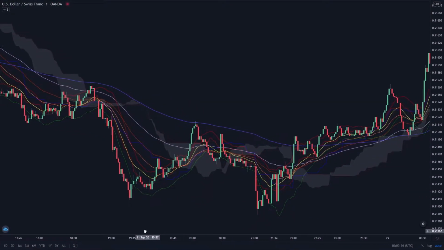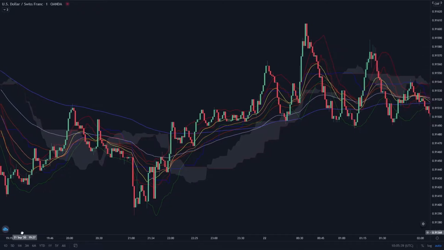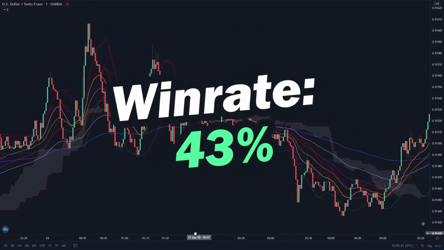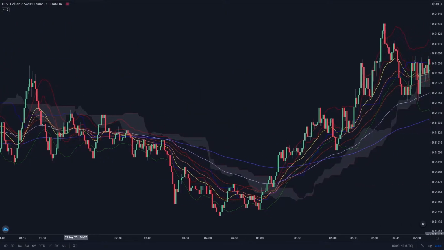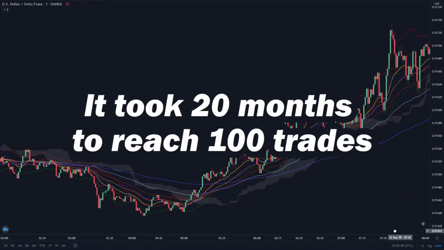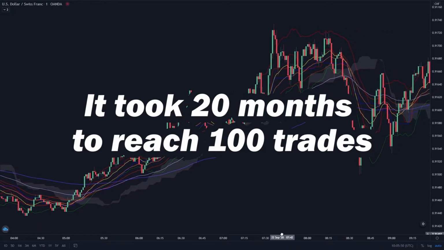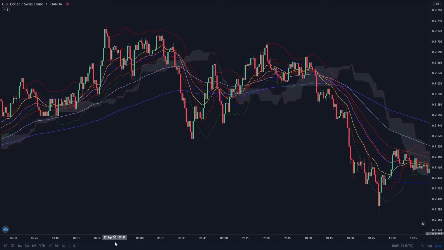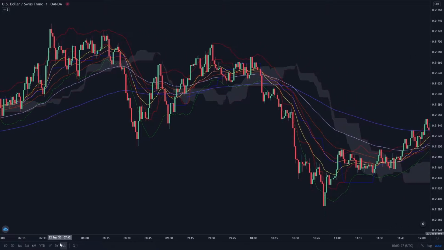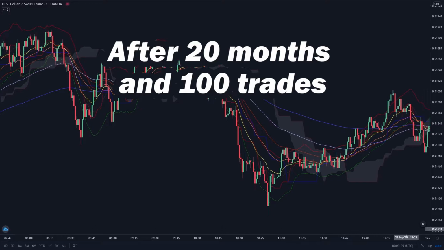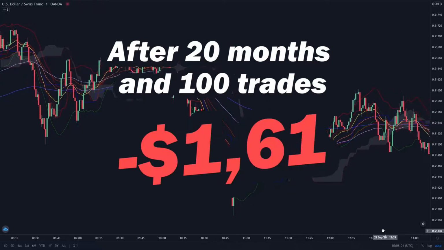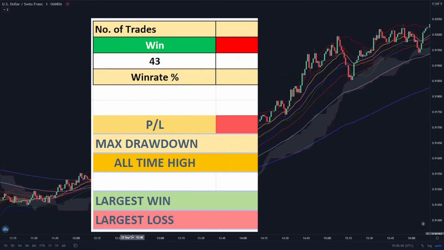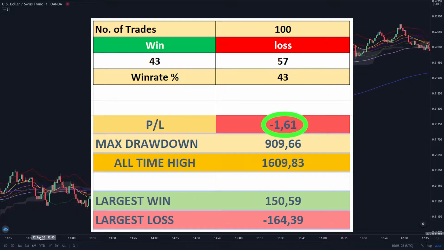So after backtesting the Ichimoku Keltner channel 100 times, we received a win rate of 43%. But before I reveal the profits, this strategy took 20 months to reach 100 trades, which is very long. Most indicators average around only 6 months to reach 100 trades. So after 20 months and 100 trades, we received a loss of $1.61. After 20 months worth of trades, we lost $1.